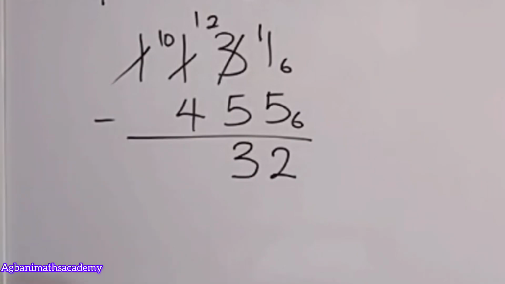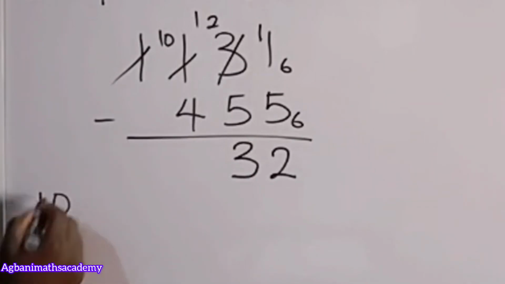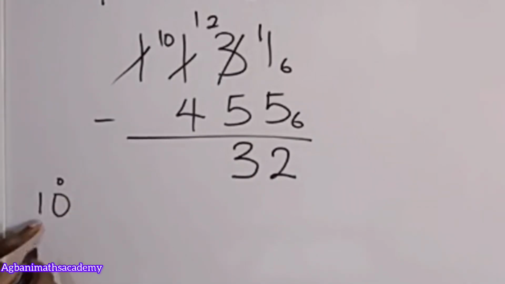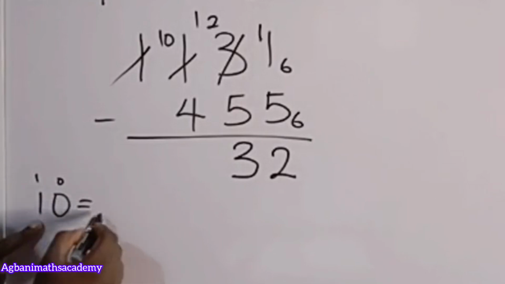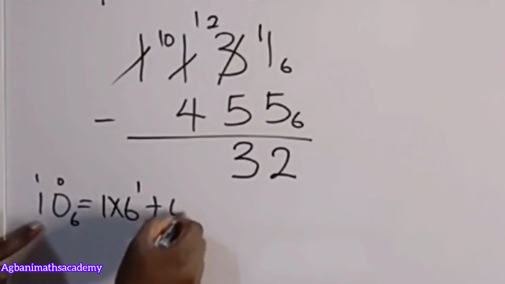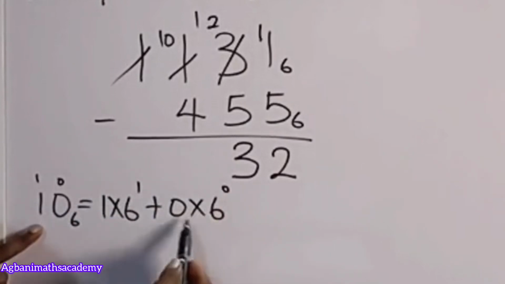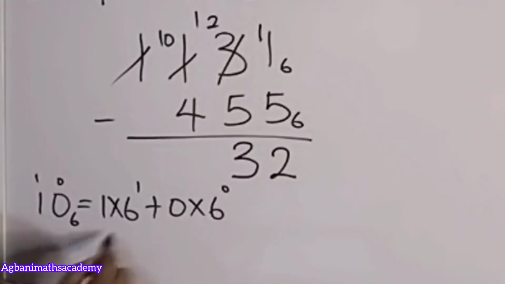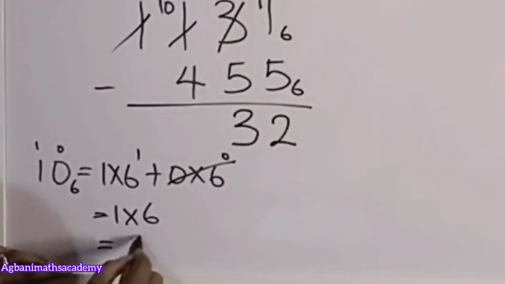The incorrect form. So this will give us 10. Above 0, we have 0. Above 1, we have 1. So this is 1 times 6 to the power of 1 plus 0 times 6 to the power of 0. Anything multiplied by 0 is 0. So this is off. So we have 1 times 6, which is now 6.